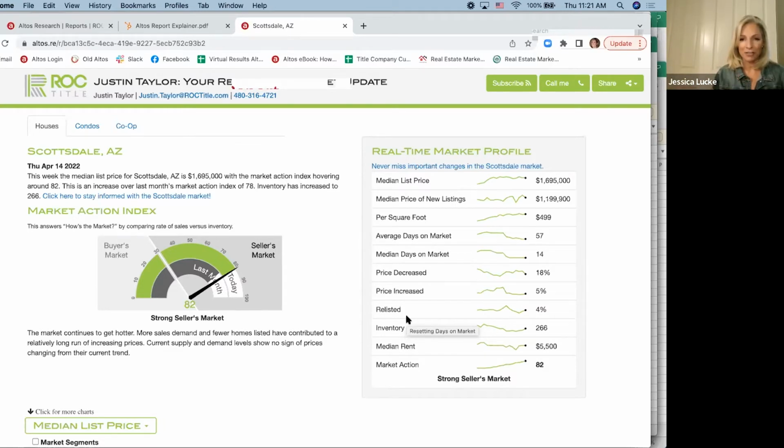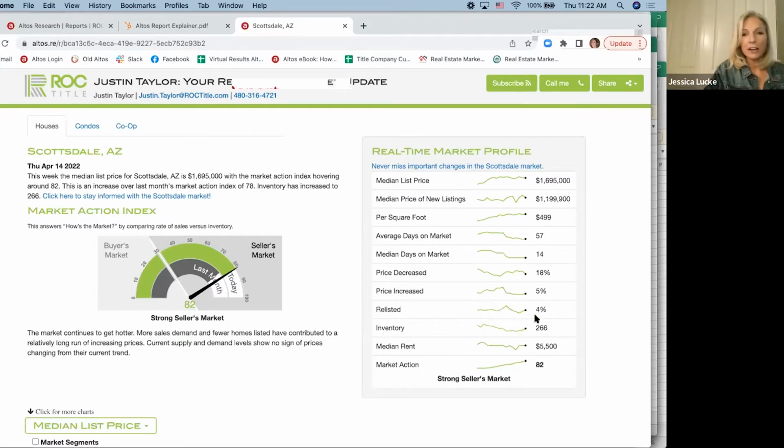I'm going to predict if we're going to have a crash, whatever the case might be. But this can really be helpful as you're moving through the process with your buyer or your seller. Okay. All right. So again, you've got your price decreased, you've got your relisted, and you've got your inventory. So looking at inventory at 266, 3 months ago, it was low at 332, right? And it continued to drop. Now, the good news is it looks like it's starting to tick back up.